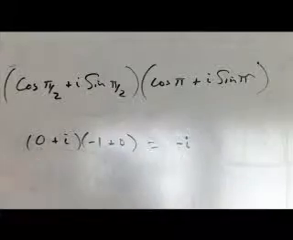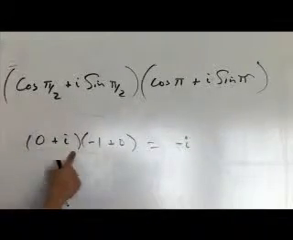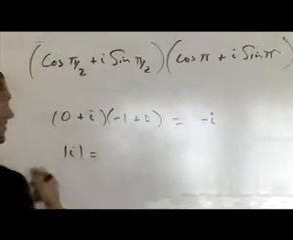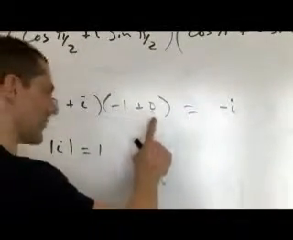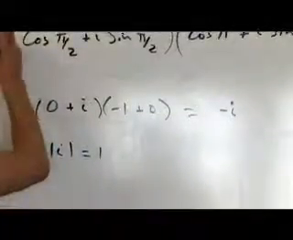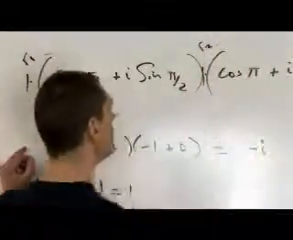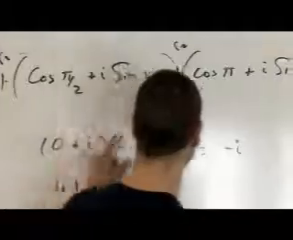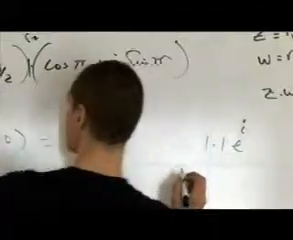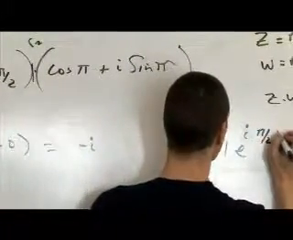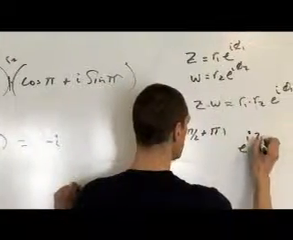And what is the modulus of this, incidentally? Well, what was the modulus of each of these individually? The modulus of i is just 1, because it's the square root of 0 squared plus 1 squared. The modulus of this is the square root of negative 1 squared plus 0 squared, which is 1. So you could really have written these like this. Here's your r1, here's your r2. According to our formula, this should be equal to 1 times 1 e to the i, adding this together, pi over 2 plus pi. So this is e to the i 3 pi over 2.